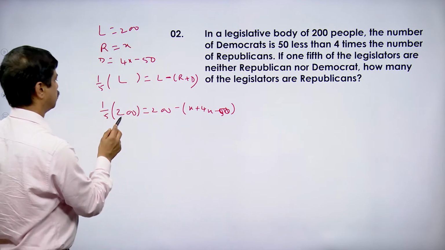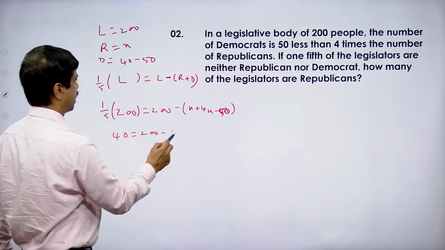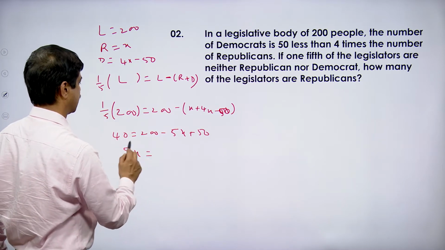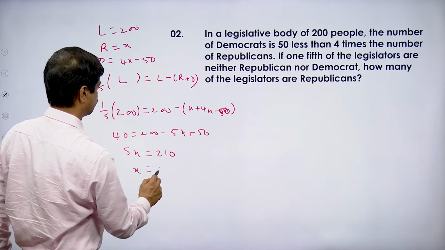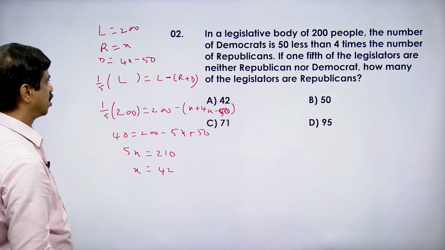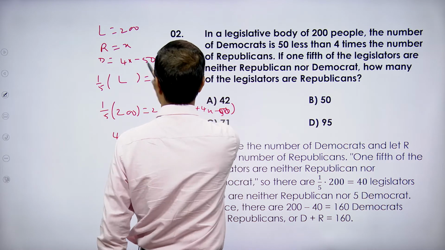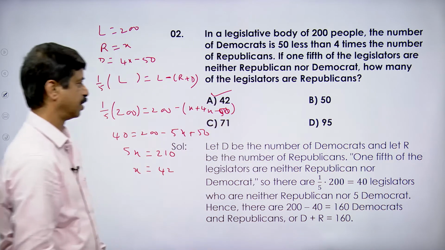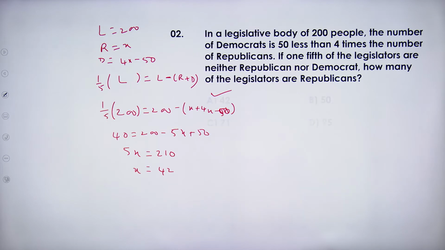Now this is 5 into 40, equal to 200 minus 5x plus 50. Minus 5x to the left becomes plus 5x. 250 minus 40 is 210. So x equals 210 by 5, so 42. Therefore 42 legislators are Republicans. What did he ask? How many legislators are Republicans? Means 42, option A. Please note it fast, quick.